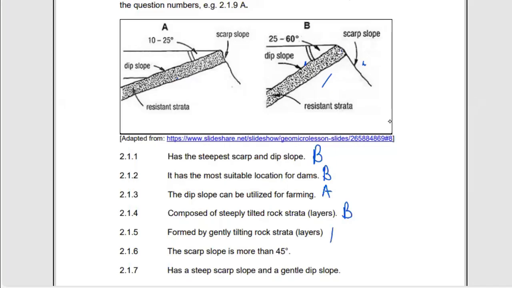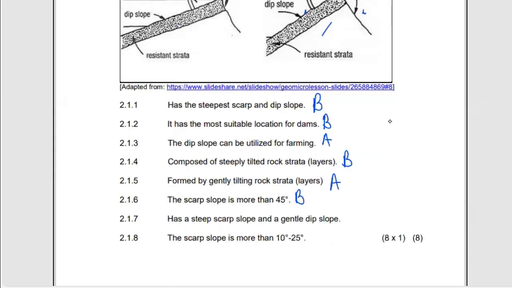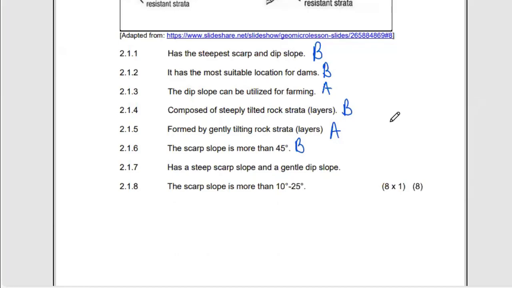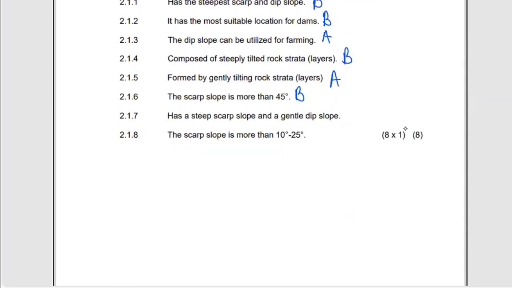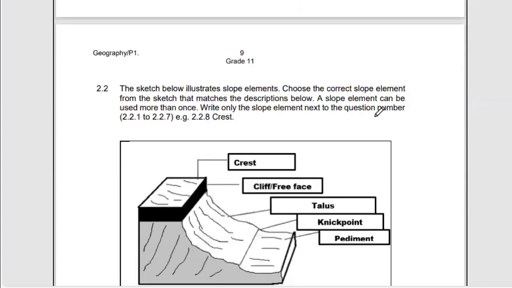Formed by gently tilting rocks. Gently tilting is A. The scarp slope is more than 45. I think you can see there it's B. Then number 7, it says the scarp has a steep scarp slope and a gentle dip slope. You can see that the scarp slope is steep here, but the dip slope is gentle. That is A. And then the last one, the scarp slope is 10 to 25. That is A again. Right, that is question number 2.1. We move on to question 2.2.